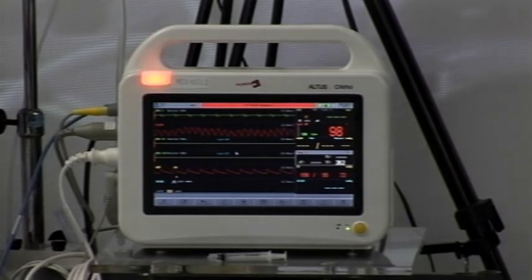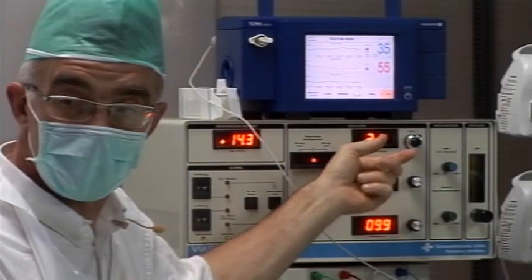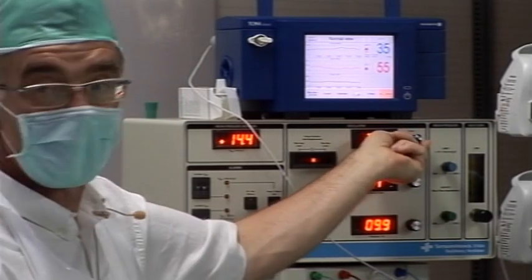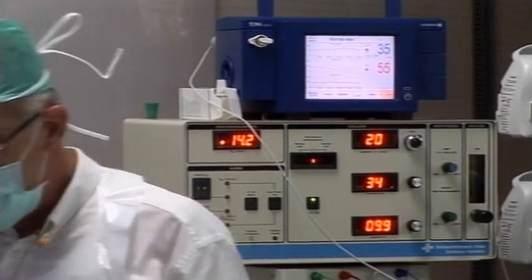Okay, you see? The CO2 is decreasing. You want less. You're right, because we went up to 21 and we don't need 21. And it's improving.